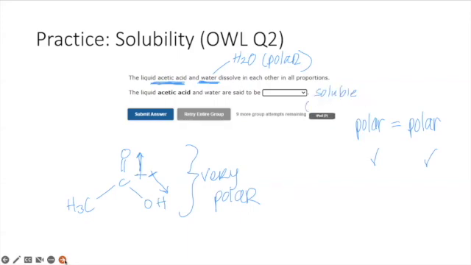This drop-down menu, for me, used the terms miscible and immiscible, which, like I said on the first slide, are the exact same as saying soluble and insoluble.